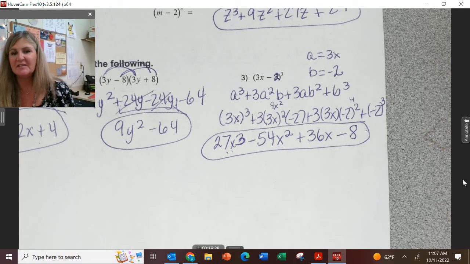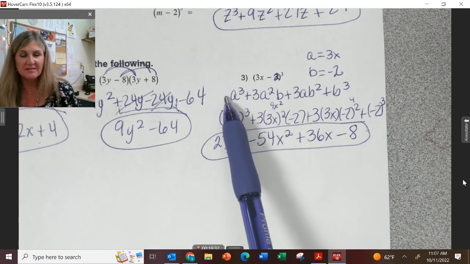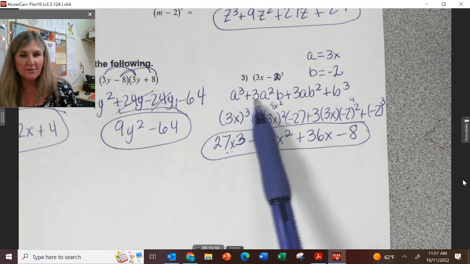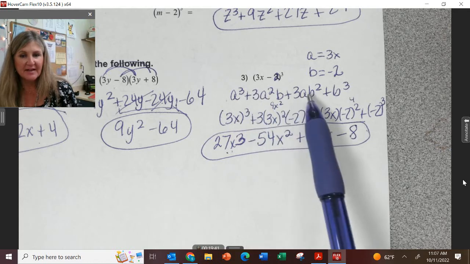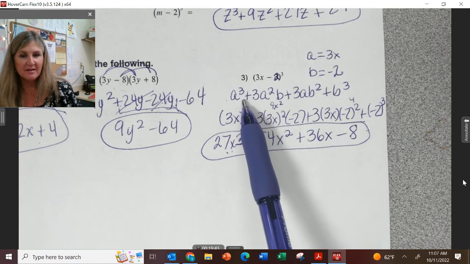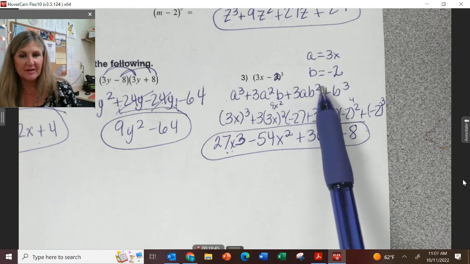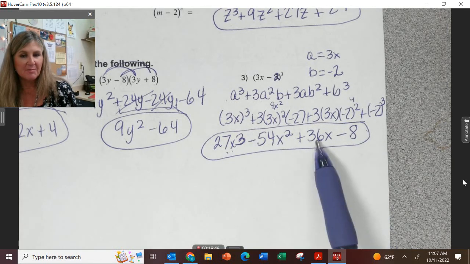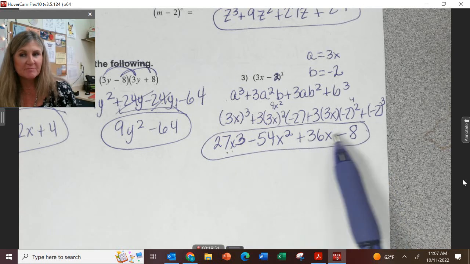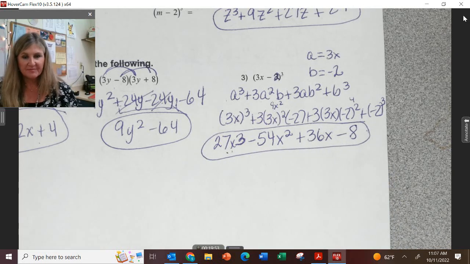A couple people did. All right, so by the end of this unit, we want to be able to do this. Let's look at the pattern one more time on this. The coefficients go 1, 3, 3, 1. A to the third, A to the second, A to the first, no A. No B, B to the first, B to the second, B to the third. And then we just plug in, and we should always end up with 4 terms. All right, very good. Stop there.